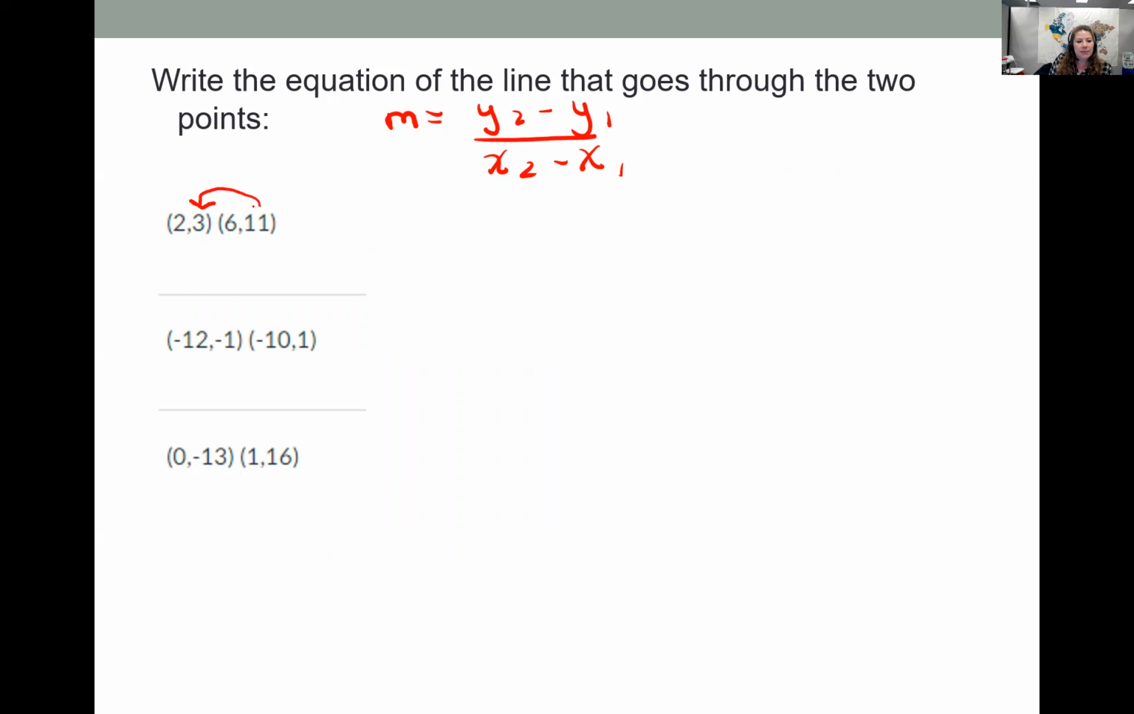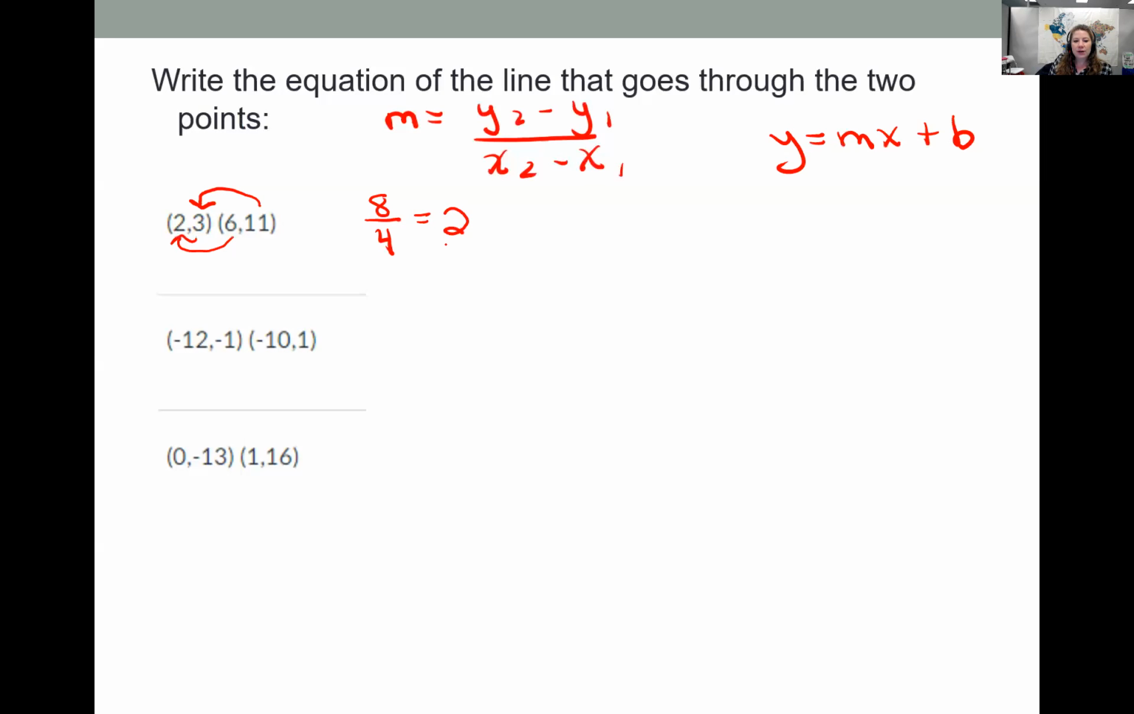But I want to know, what is the change in y? What's 11 minus 3? 11 minus 3 is 8. And what's 6 minus 2? 6 minus 2 is 4. So 8/4. Can I simplify that? Yep, my slope is 2. So we're writing an equation. We're figuring out our slope and our y-intercept.